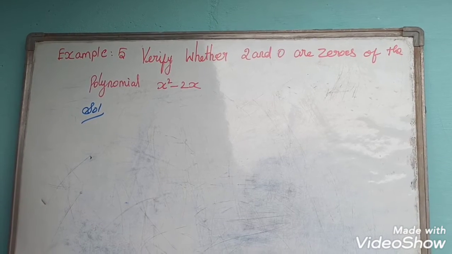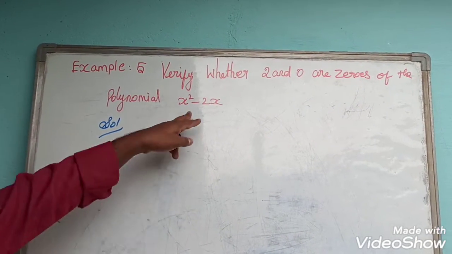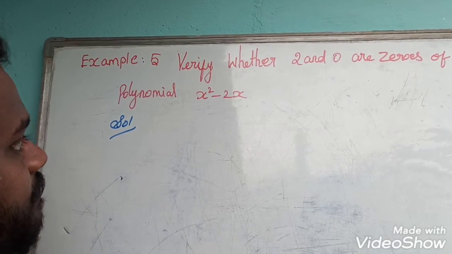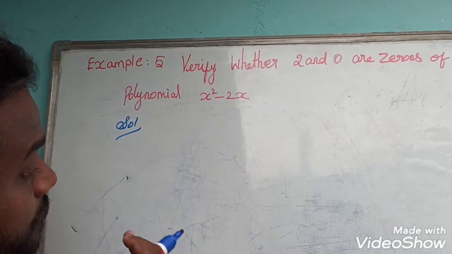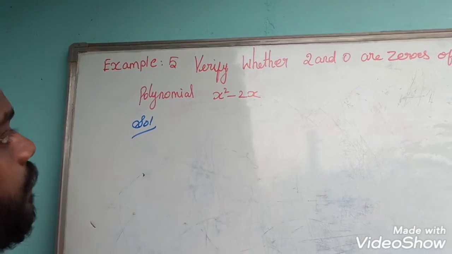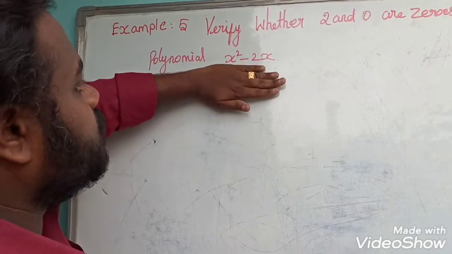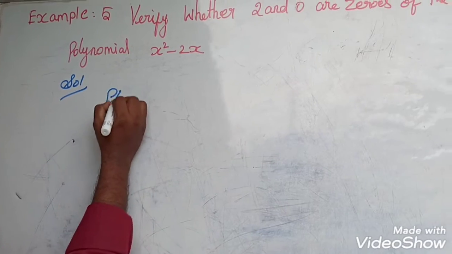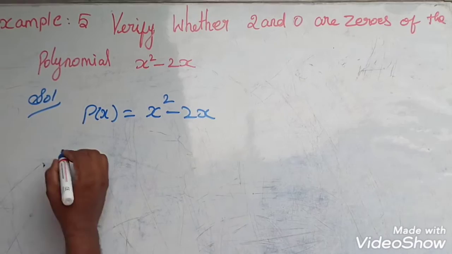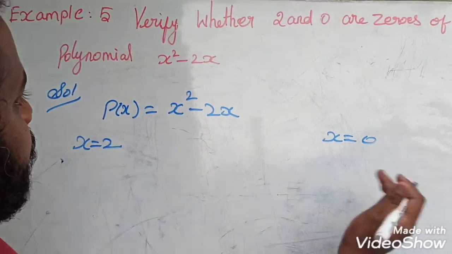So here, example 5, we have to verify. They have already given 2 and 0. We have to verify that these are the zeros of the polynomial x square minus 2x. In the same way as example number 3, where we checked minus 2 and plus 2, both minus 2 and plus 2, to find which one is the zero of the polynomial. Here we have to verify whether 2 and 0 are both zeros of the polynomial or not. So p of x equal to x square minus 2x. First I take x equal to 2, and here x equal to 0. Side by side I will prove it.